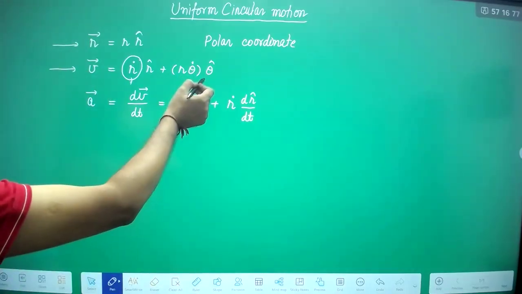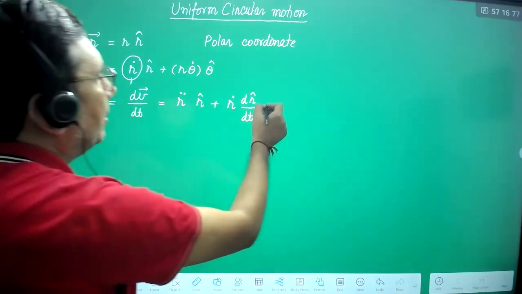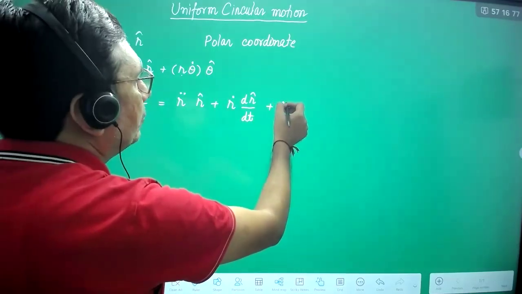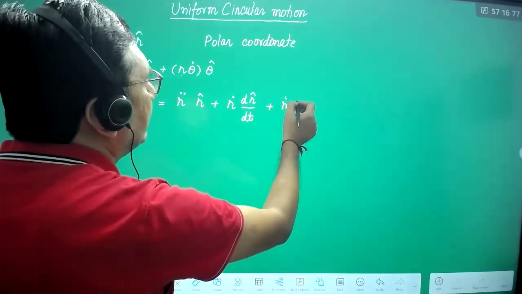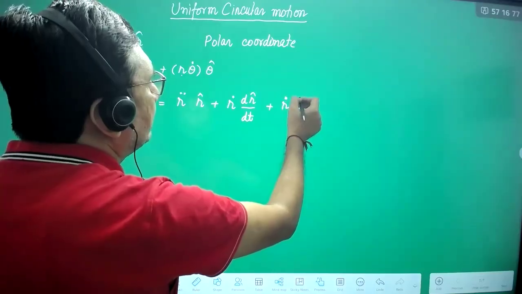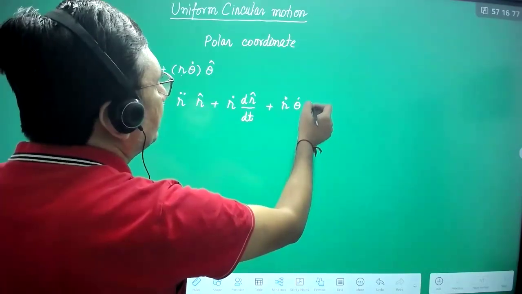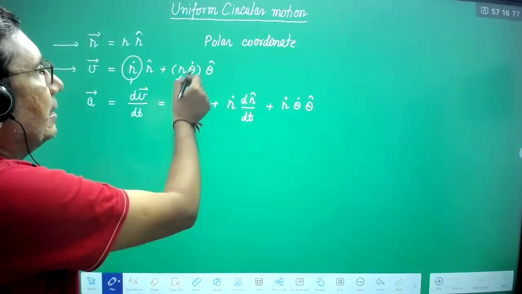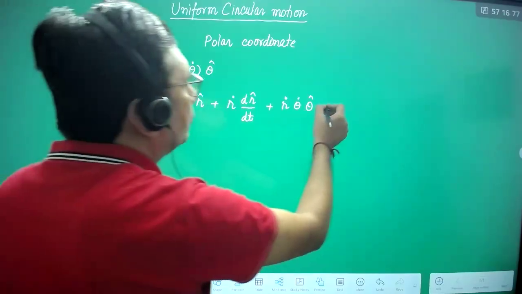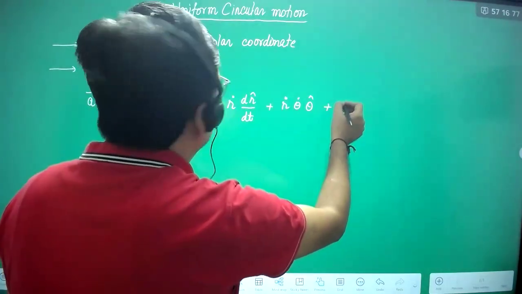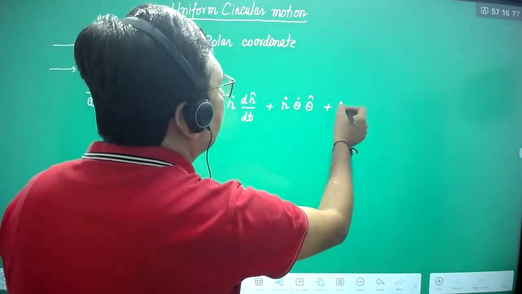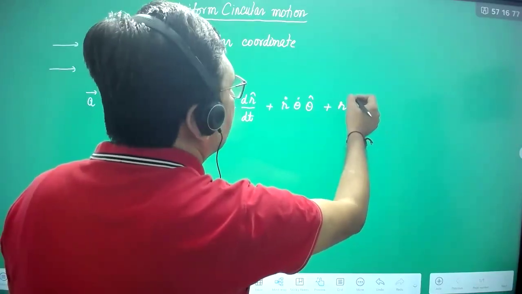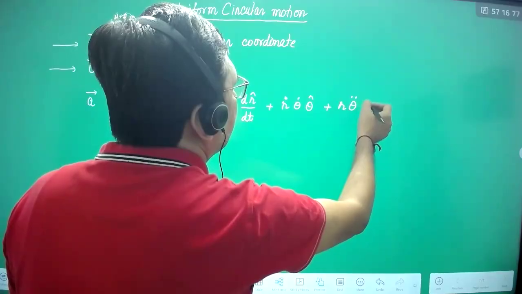Now differentiate this with respect to time. So first, plus R dot, differentiate R with respect to time. This will become R dot theta dot theta cap. So first I have differentiated this R. Second, differentiate this theta dot. So this will be plus R theta double dot, and this will be theta cap.